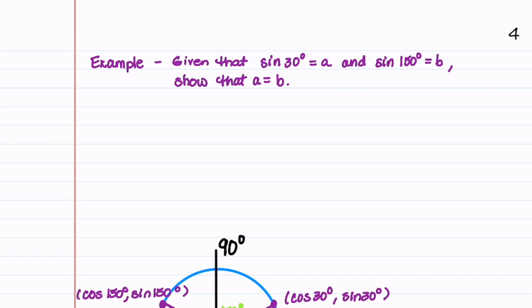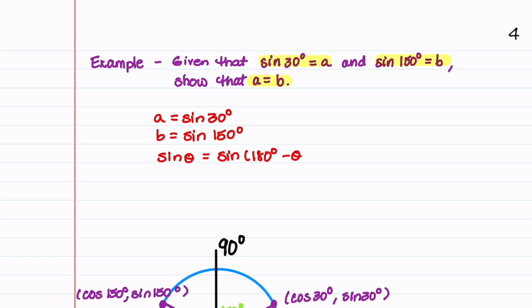We're given that sine 30 degrees is equal to A, and sine of 150 degrees is equal to B, and we're asked to show that A is equal to B. We'll start by writing down A is equal to sine 30 degrees, and B is equal to sine of 150 degrees. Our supplementary angle identity tells us that sine of theta is equal to sine of 180 degrees minus theta.